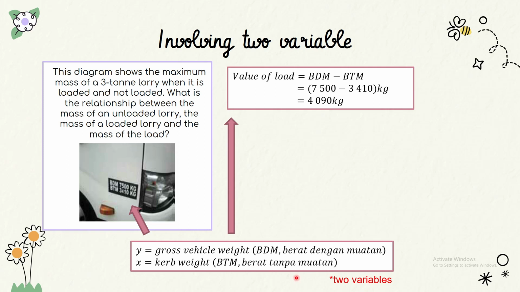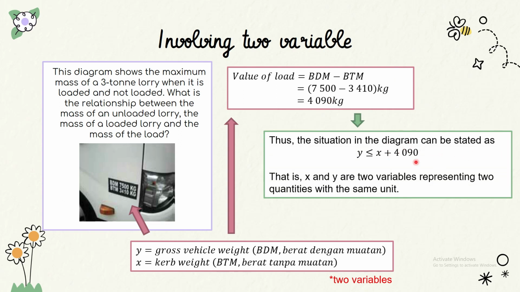So we can determine the value of the load, which is the BDM minus BTM, the mass with the load minus the mass without the load. So we will get the answer, which is 4090 kilogram. Thus, the situation in the diagram can be stated as y less than or equal to x plus 4090, because y is the BDM, which is the mass with load. This is the maximum BDM, and it must be lower than this. So x and y are two variables representing two quantities with the same unit. This inequality is in the form of a linear inequality.